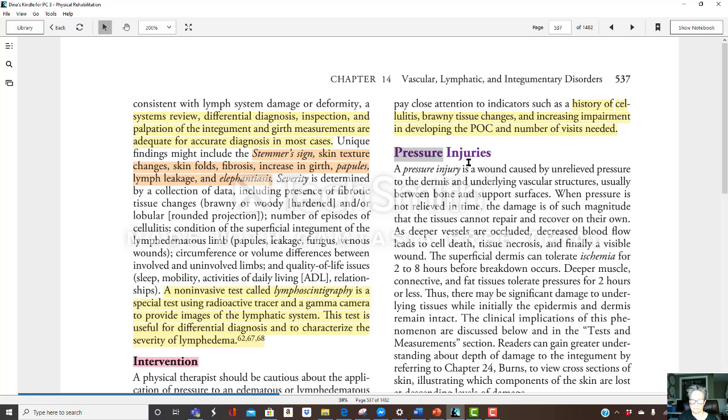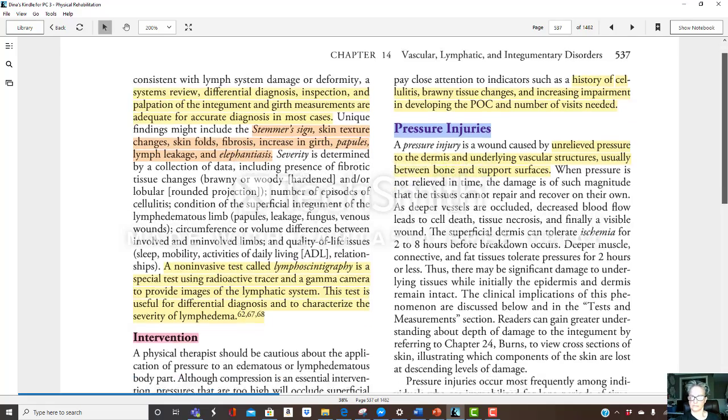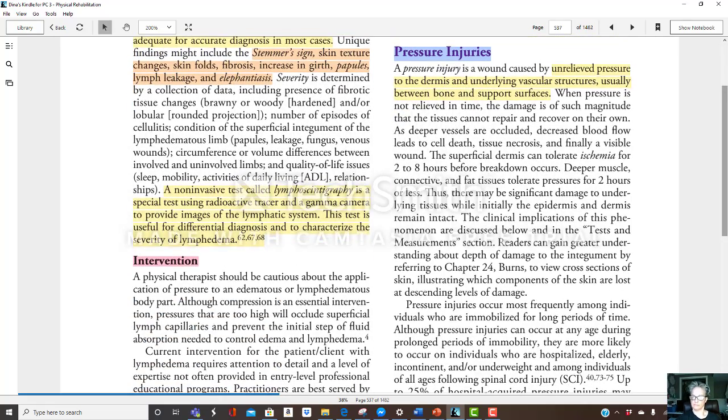Pressure injuries. A pressure injury is a wound caused by unrelieved pressure to the dermis and underlying vascular structures, usually between bone and support surfaces. When pressure is not relieved in time, the damage is of such magnitude that the tissues cannot repair and recover on their own. As deeper vessels are occluded, decreased blood flow leads to cell death, tissue necrosis, and finally a visible wound.